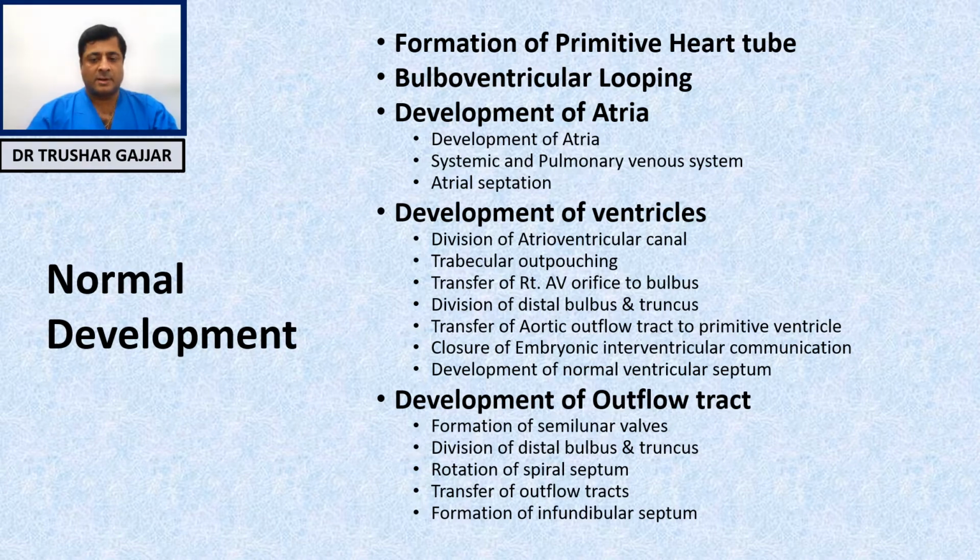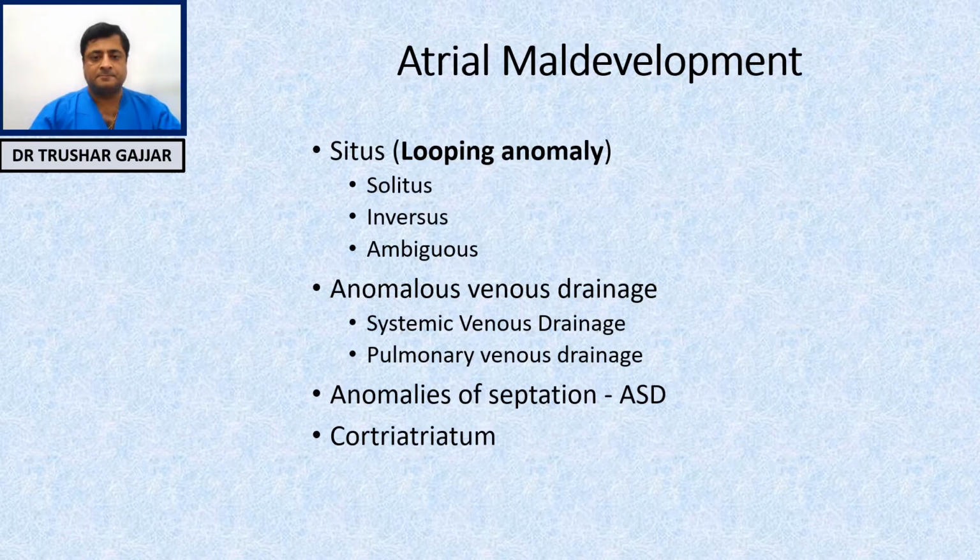This is how the outflow tract develops. This was the normal development which we saw in the last class. Today we are going to see the anomalies. So let us see the anomalies of the atria. As we saw the normal development, in a similar fashion we will start the anomalies also, in similar steps, like looping anomalies.